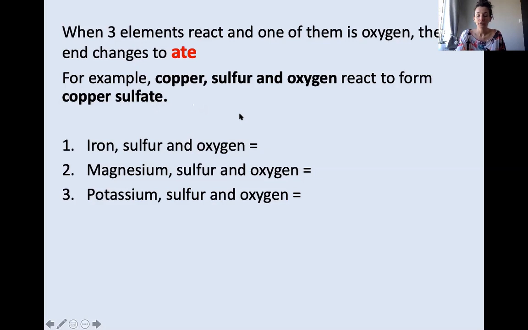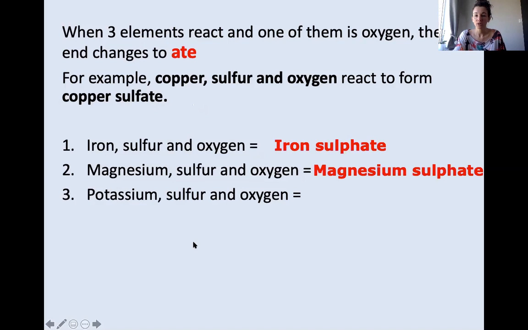Okay, so can you pause the video now and have a guess at the name of the compound formed in these three reactions? Well done. So iron, sulfur and oxygen is iron sulfate. Magnesium, sulfur and oxygen is magnesium sulfate. And potassium, sulfur and oxygen is potassium sulfate. Well done if you got those right.